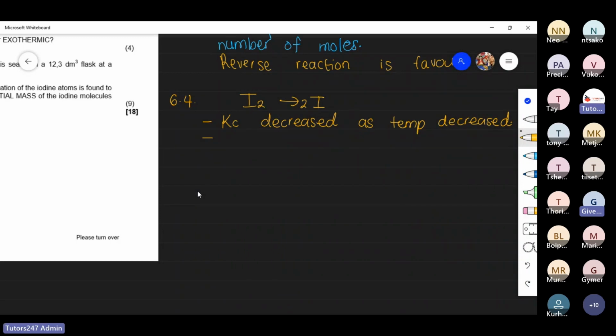If Kc decreases, right? Remember, we've stated that a low Kc value indicates that the reactants are going to be greater than the products, right? So let's make a note of that. Because we have a low Kc value, it means the reactants are greater than the products, which means the reverse reaction is being favored. So let's make a note of that. The reverse reaction is being favored.